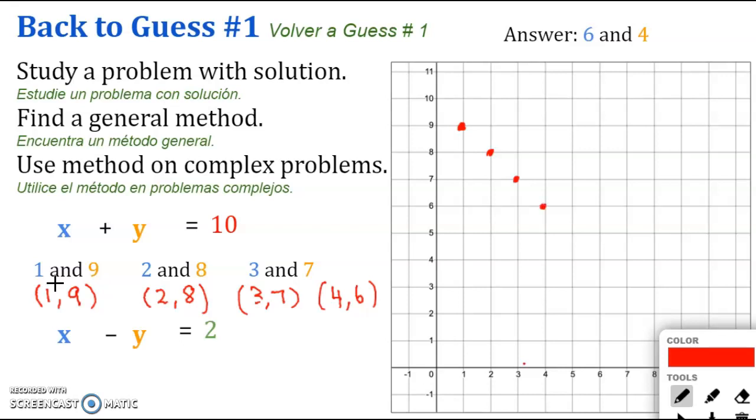Okay, why am I doing that? Because it's going to form a line. It's going to form a straight line. So I can join this, connect the dots and form the line. Okay, so that's what's representing the first equation.